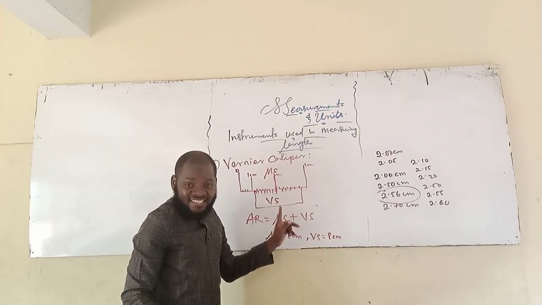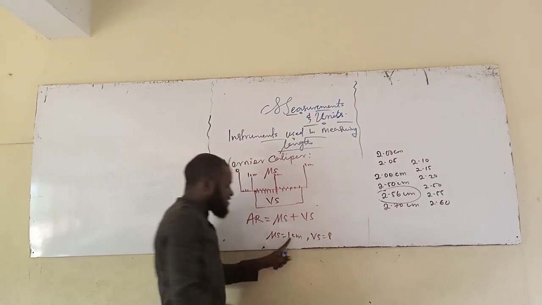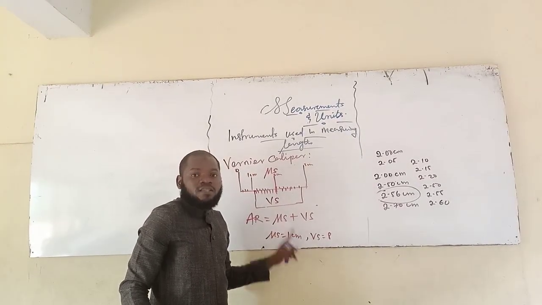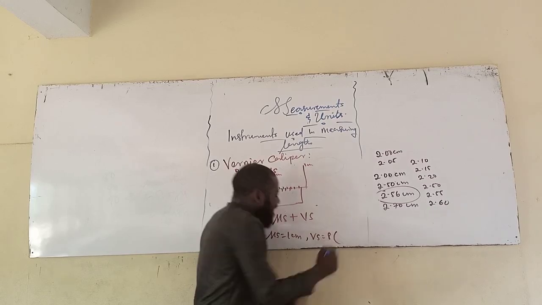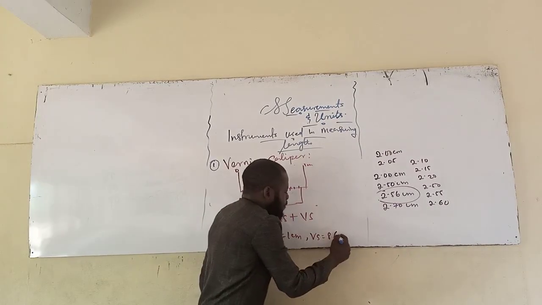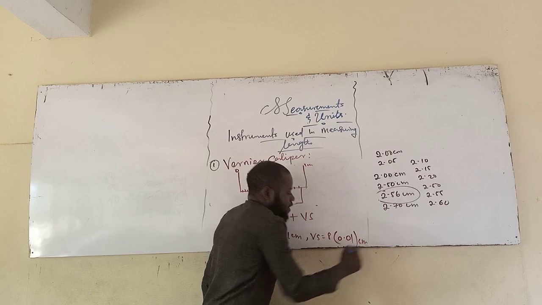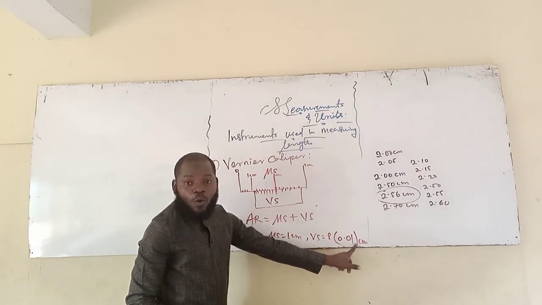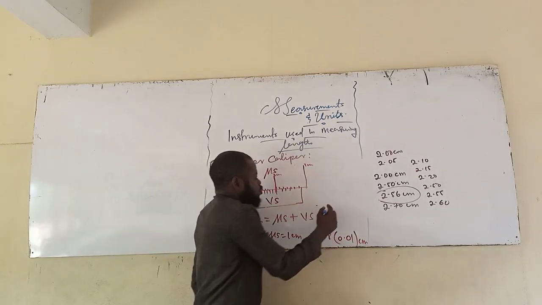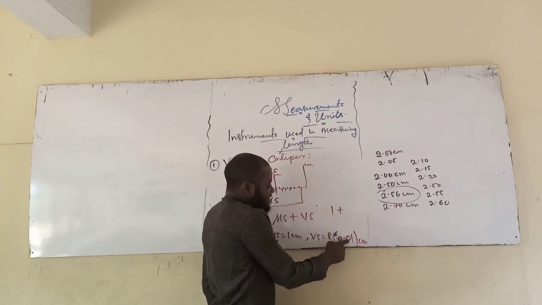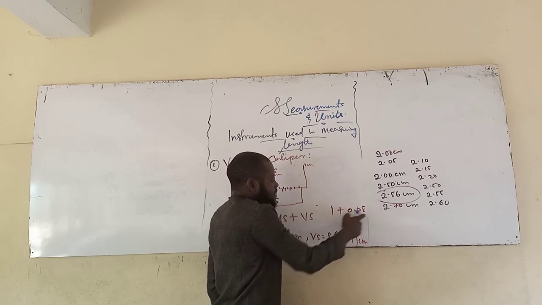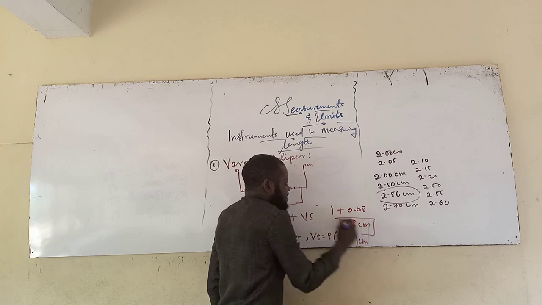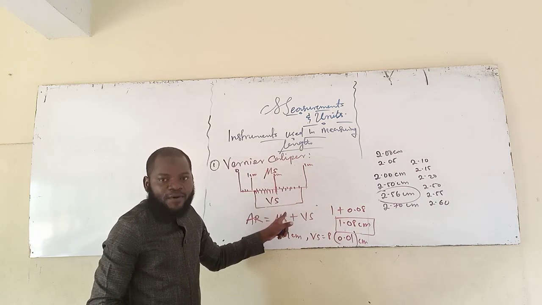But you cannot write centimeter right now. You have 8, isn't it? Now, because the main scale is in centimeter, are we together? You have to multiply this 8 that you counted with 0.01 centimeter. So if you do that, you'll be having 1 plus 8 times 0.01, which is 0.08. If you add this together, you have 1.08 centimeter. And this is the reading on the vernier caliper.